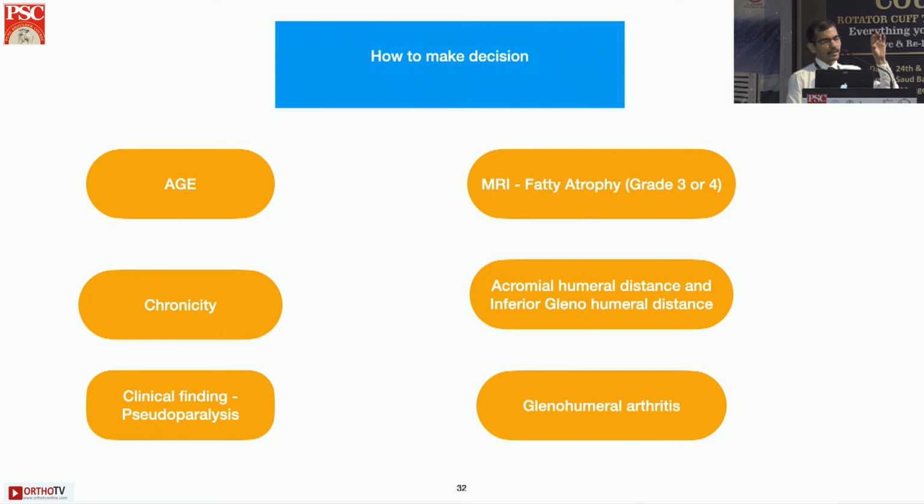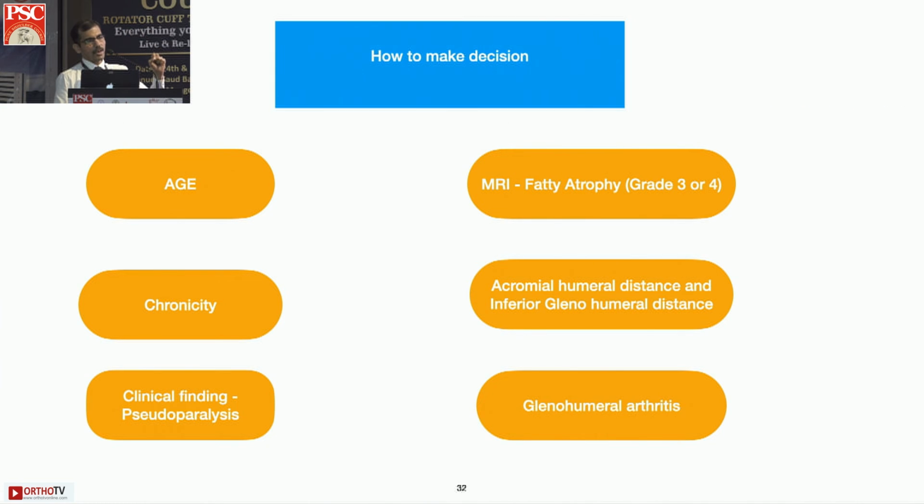So how to make the decision? I think age is the most important criterion. I have not seen a single patient of age 40 or 45 where you are not able to repair the cuff at all. At a younger age with a traumatic massive tear you can easily repair it. And chronicity is important. For those lasting 3 months or 6 months, the repair may not be very easy and they are going to be very difficult.